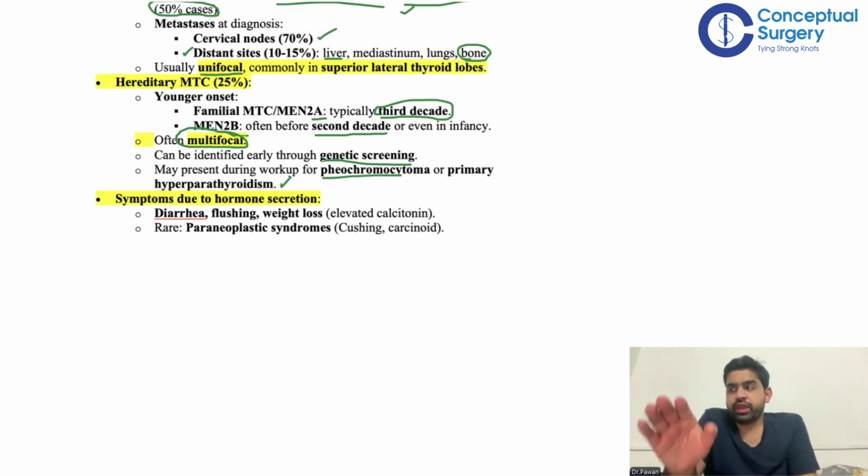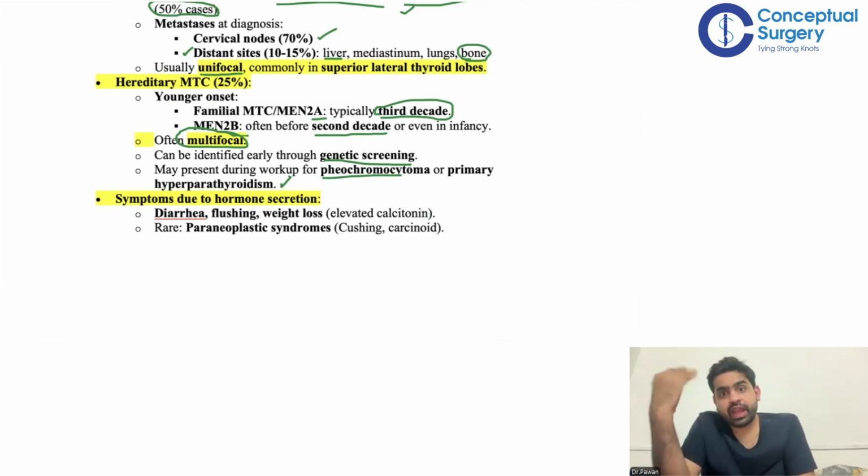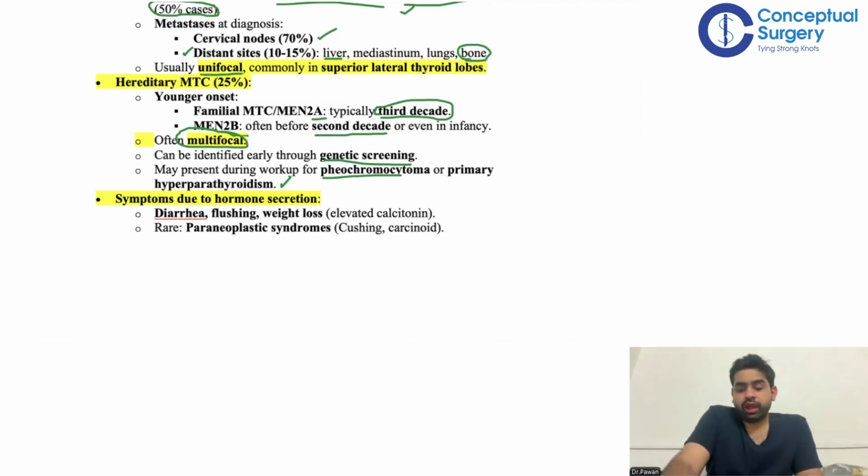What you need to understand is that in patients with MEN2A syndrome, what are the other associations? The patients can have hyperparathyroidism in the MEN2A syndrome. In the MEN2B syndrome, what do you have? In MEN2B, all you have is a medullary thyroid cancer. In MEN2A, you have the medullary thyroid cancer along with the hyperparathyroidism. In MEN2B, there is no hyperparathyroidism. The only association is the medullary thyroid cancer.